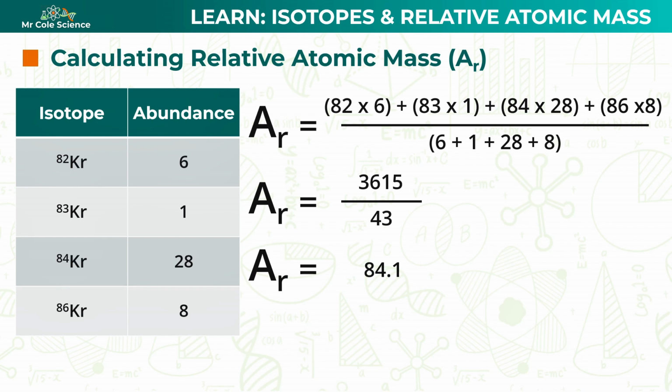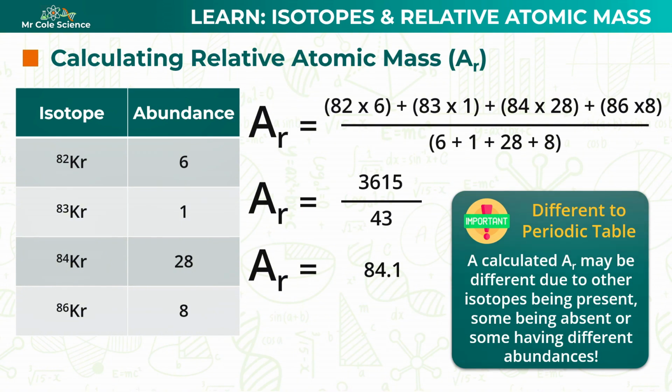Now, you might have also been tempted to check your answer with the relative atomic mass for krypton given on the periodic table. And if you did, you may have thought you got the incorrect answer, because on the periodic table, krypton has a relative atomic mass of 83.8, not 84.1. But this brings us on to a question that sometimes pops up in an exam, and that is to explain what might cause the relative atomic mass of a sample to be different from the relative atomic mass given on the periodic table. And that's because the sample you use might contain different isotopes, or the same isotopes but in slightly different abundances compared to the natural sample the periodic table value is based on.